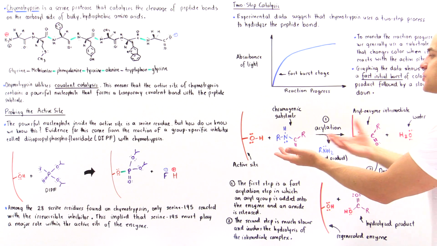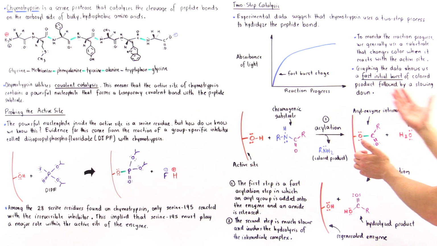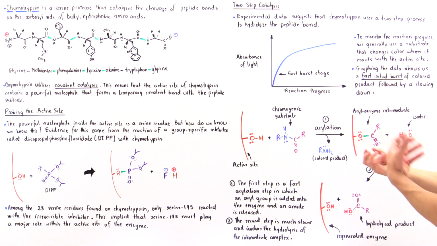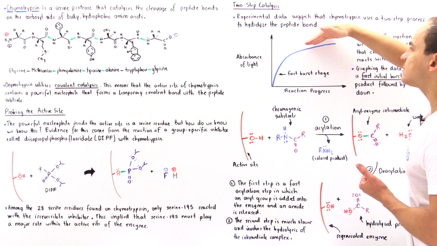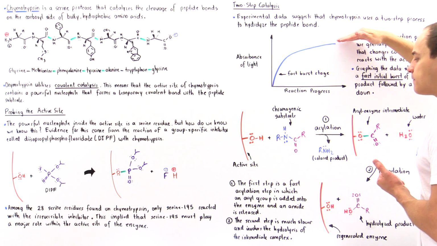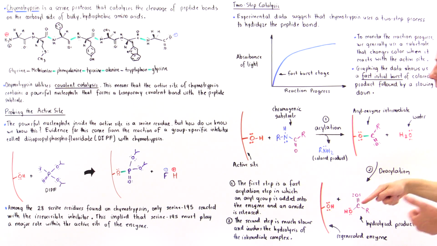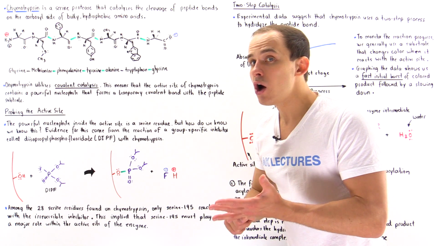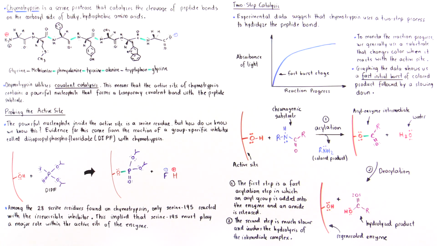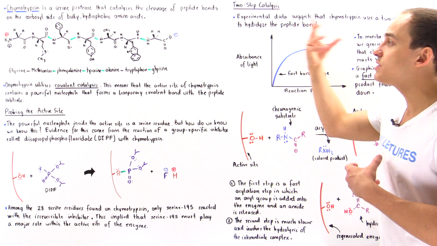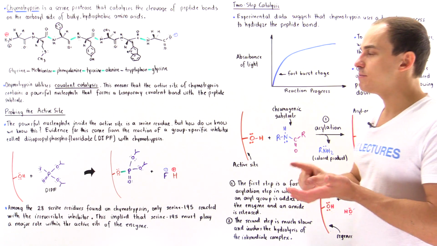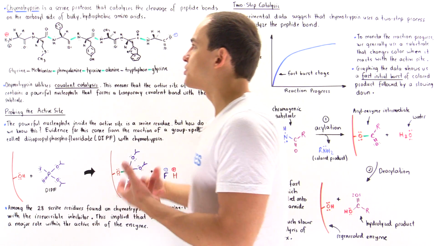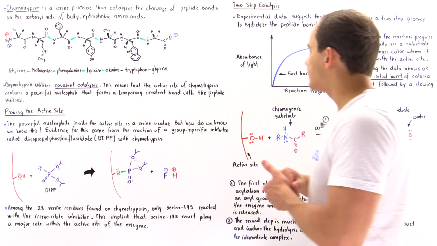But as we reach the steady state conditions, as the intermediate concentration basically does not change, what begins to happen is this begins to level off. And this describes the fact that the second step takes place much slower than that initial step. And so this is the two-step catalytic mechanism that basically generalizes what takes place inside chymotrypsin.